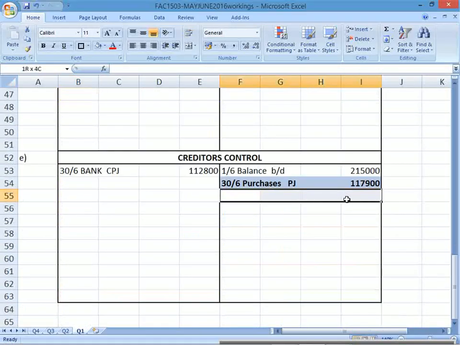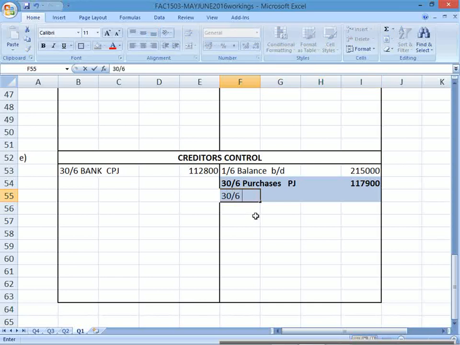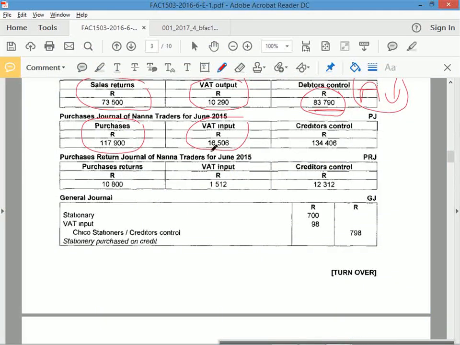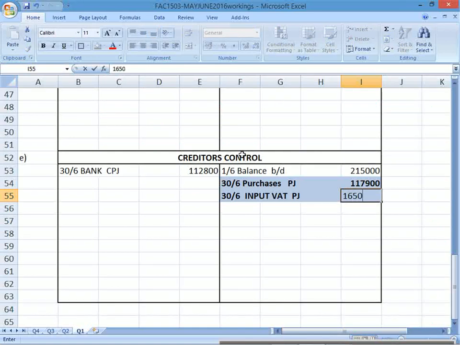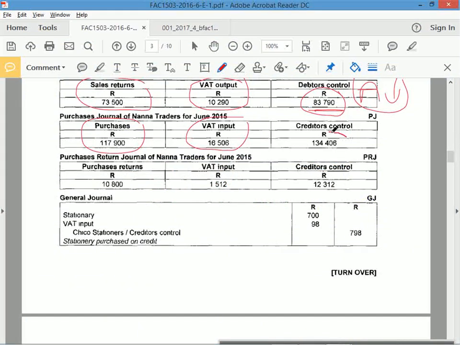My creditor will have VAT when I buy. What was the VAT? 16,506. Again, something additional. Have a look at this, guys. If I sum up those two amounts, what do I get? I get 134406, which is this amount, because your liability is going up. Liability increasing because of your input VAT and your purchases.